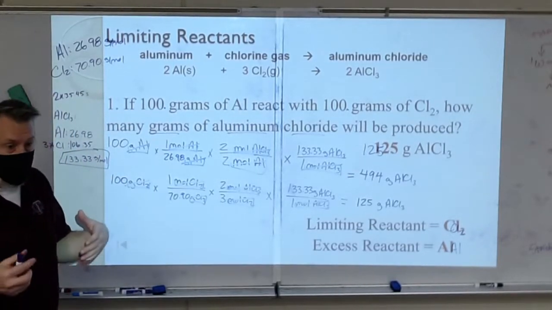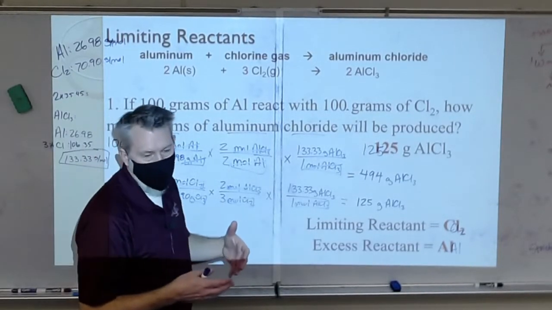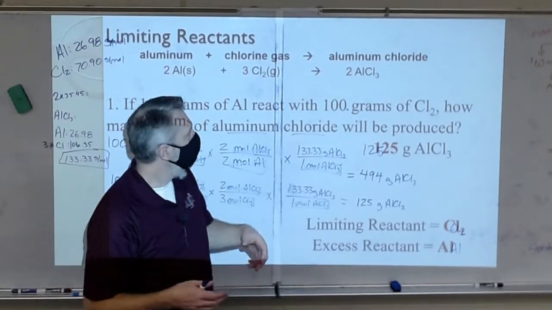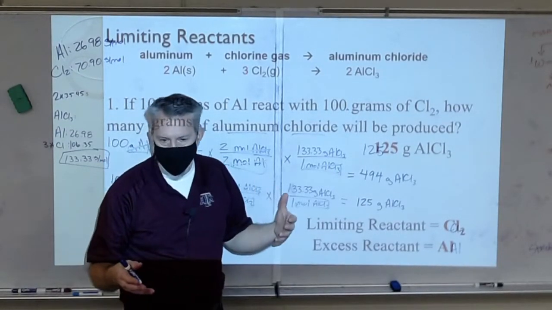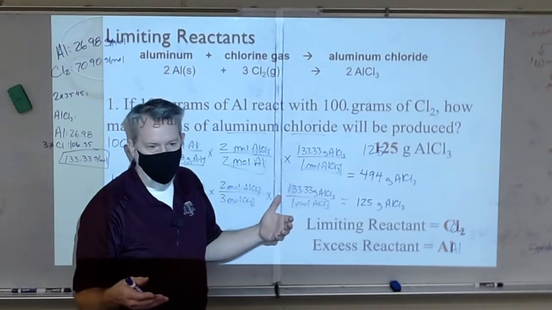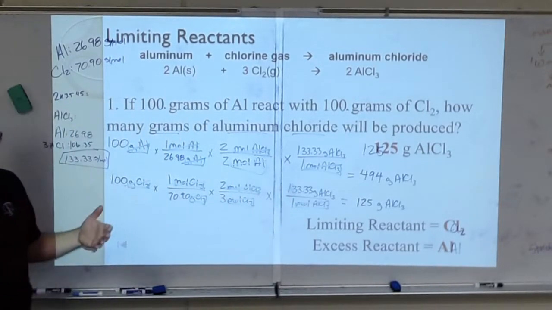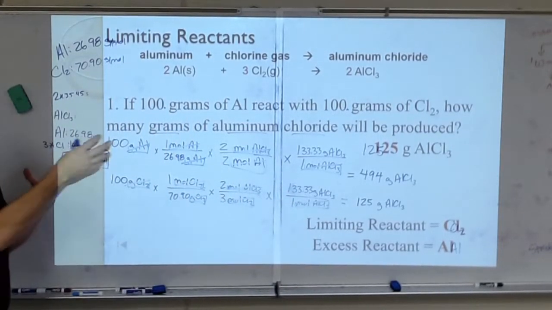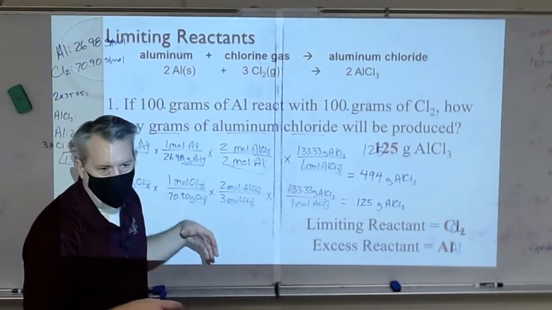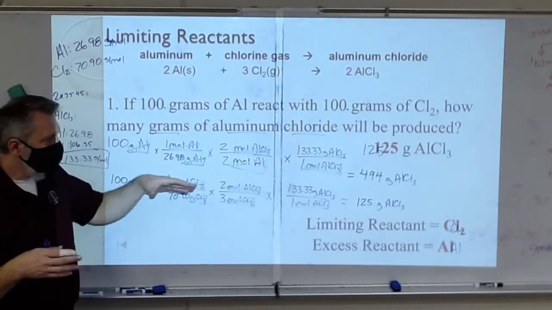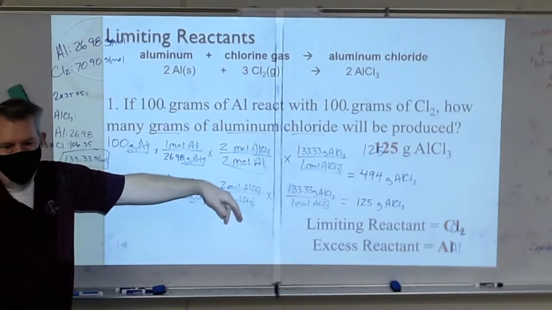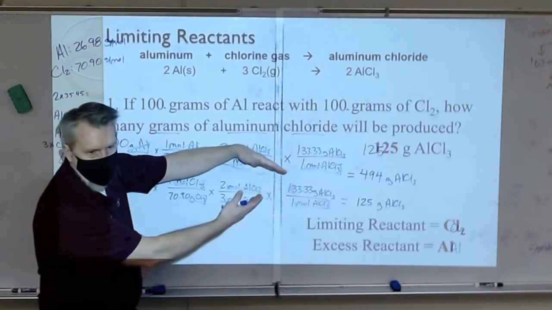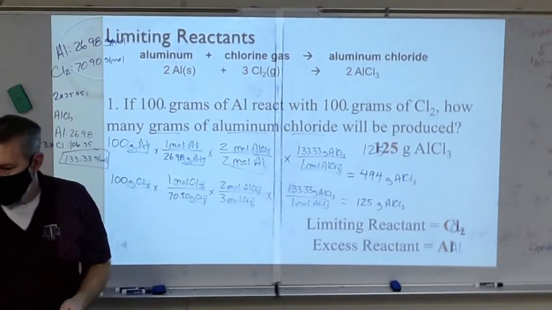And by the way, if they don't tell you a product, you just have to pick one of them. If this was something that made multiple products, and it asked which one's the limiting reactant, sometimes we ask questions like that. So you're going to write the equation and figure out what the products are. It doesn't matter which one, as long as you're comparing it to the same product for each reactant. All right?